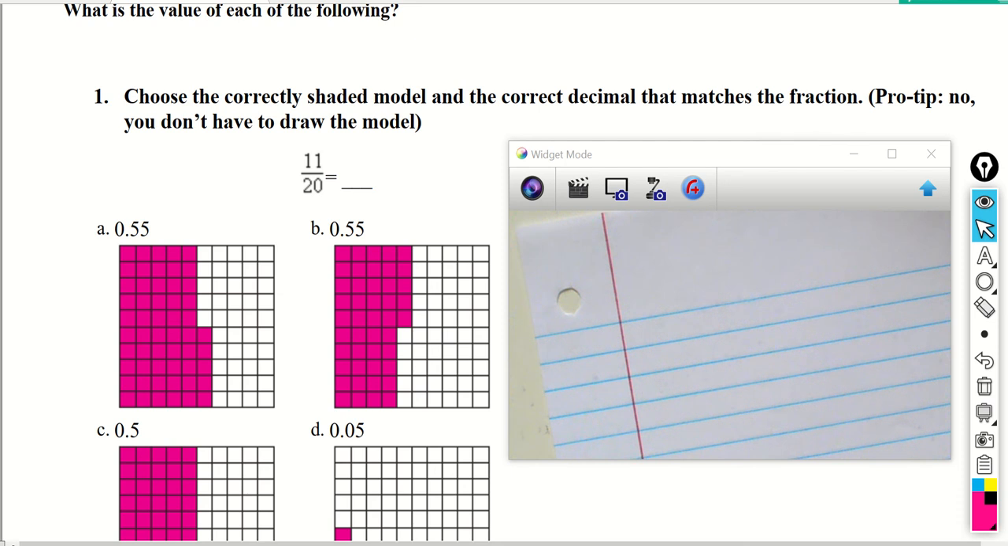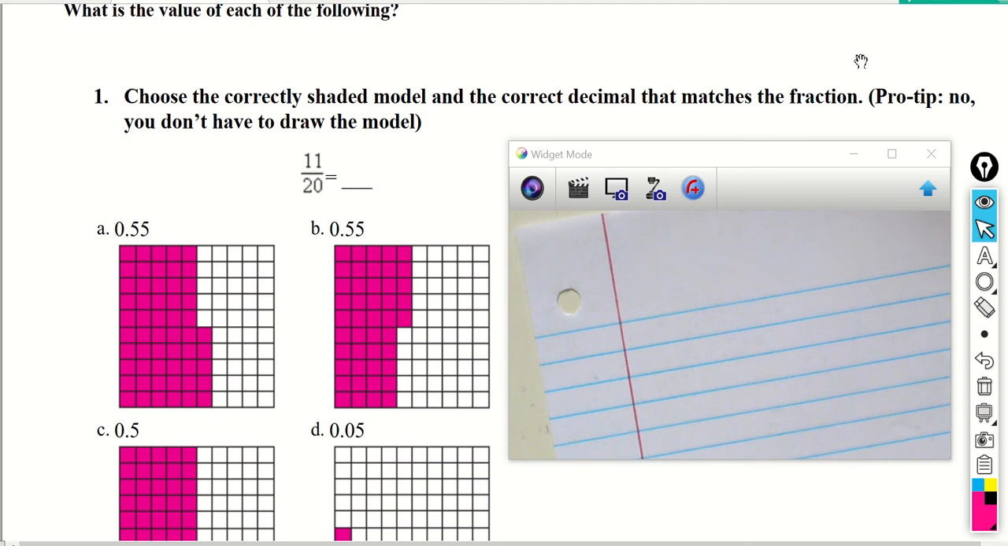Alright, boys and girls, I'm back, and this time we're going to go over the Friday spiral math. This is the final spiral math of 5th grade and the final spiral math video that we're going to be checking spiral math. So yay, we're almost done. We're going to go ahead right now and go over number 1.